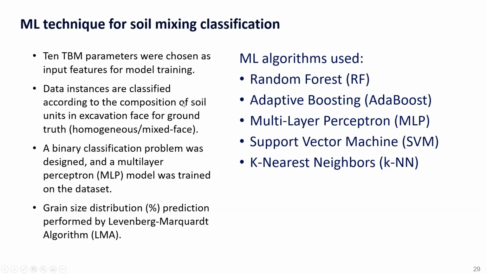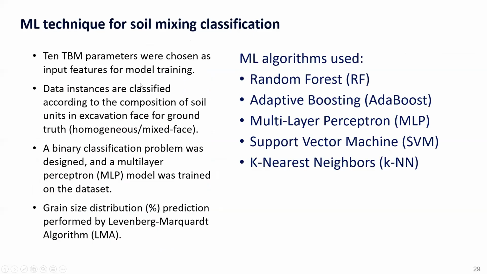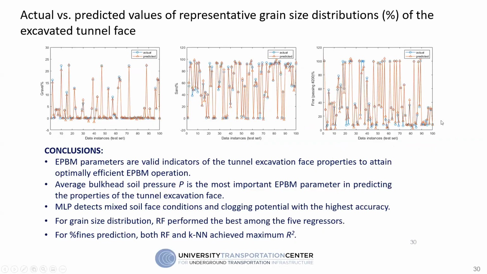We use these data, and we use different types of classifications. These are the classifications that we're trying to predict, and we're also looking at the grain size distributions. The algorithms that we tried are random forest, AdaBoost, MLP, SVM, and KNN. And here you can see that the machine learning algorithm is able to predict quite accurately the real gravel percent, sand percent, and fines percent, from which again we can decide on the clogging potential.